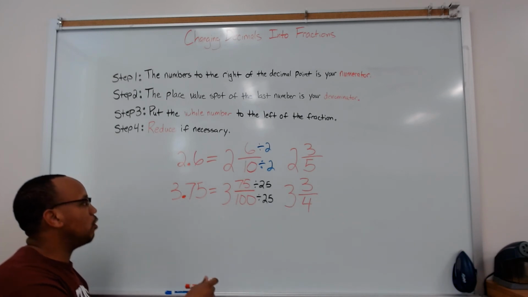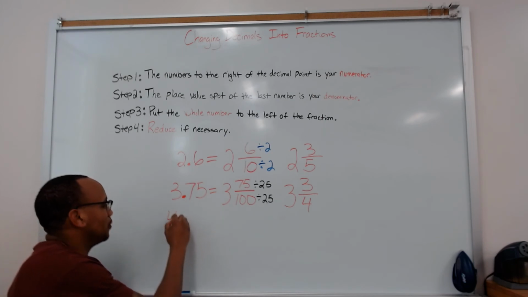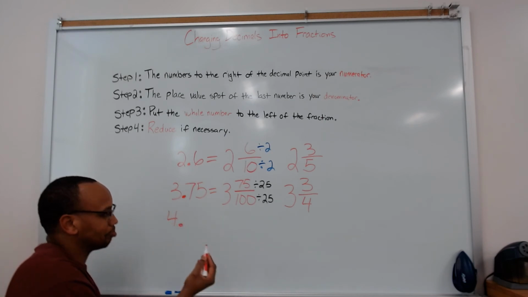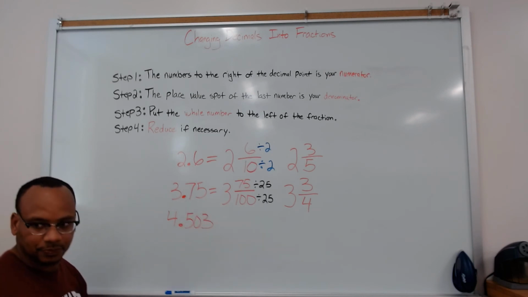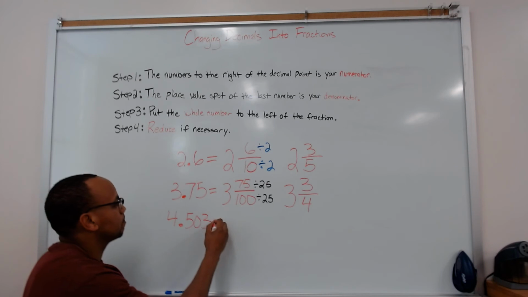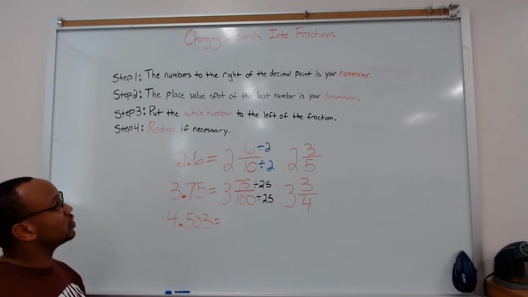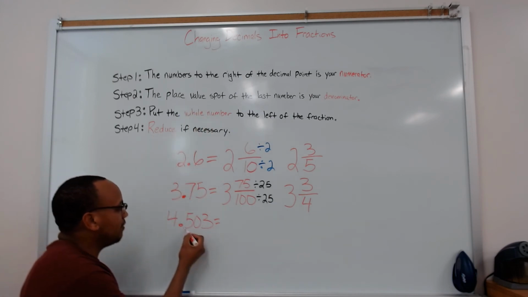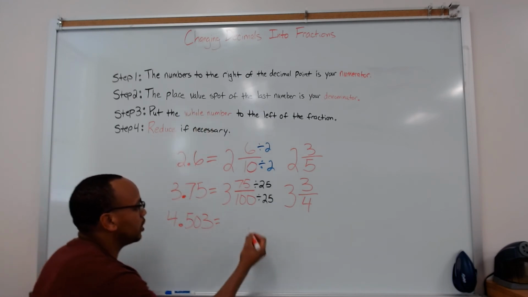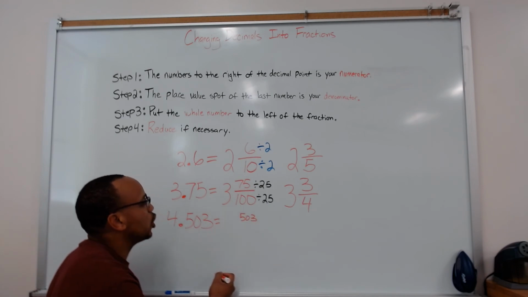And I'll give you one more. Let's say I have 4.503, all right? Well, step 1, put the numbers to the right of the decimal point as your numerator. To the right of the decimal point, I have 503, which means 503 is my numerator.